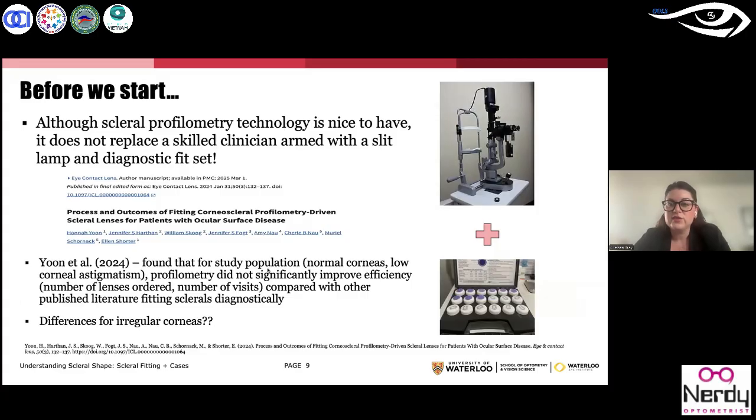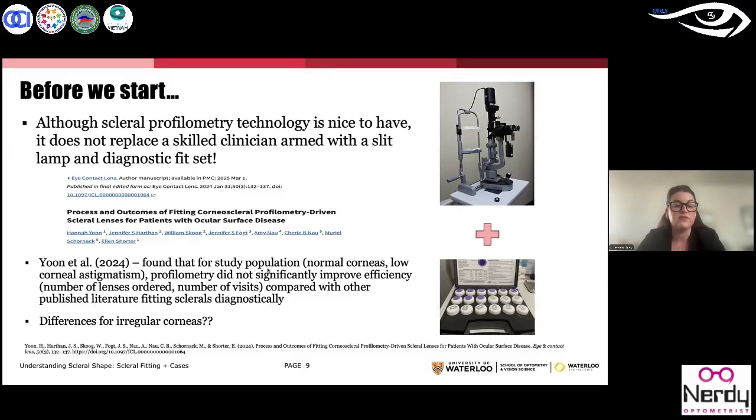And then I just want to mention here, although this technology is really nice to have, it definitely does not replace a skilled clinician with your diagnostic fitting set and a slit lamp. Those two things are not going anywhere. And we recognize that not everyone will have access to some of this technology, and that's okay. I worked for quite a few years without this and successfully fit patients, but it's what can we learn from this?